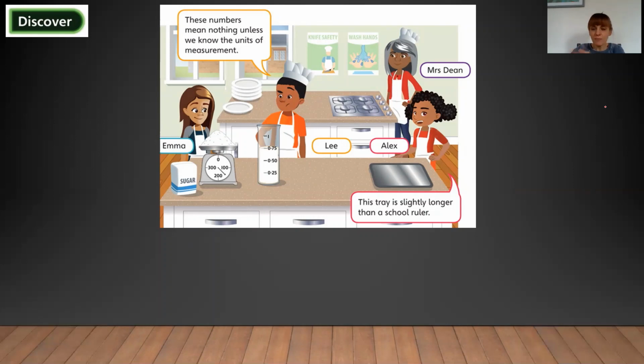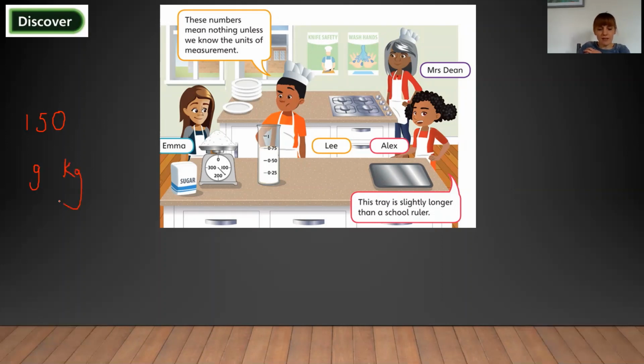And he's right. We don't know if Emma's weighing scales are in grams or kilograms. We don't know if Lee's measuring jug is in litres or millilitres. So how could we have a go? How could we have a guess at what they are measured in? So if we look at Emma's measuring scales, we can see that on there, she has got a weight, the mass of something, which is about 150. Now, metric units for measuring weight are either in grams or in kilograms, aren't they?